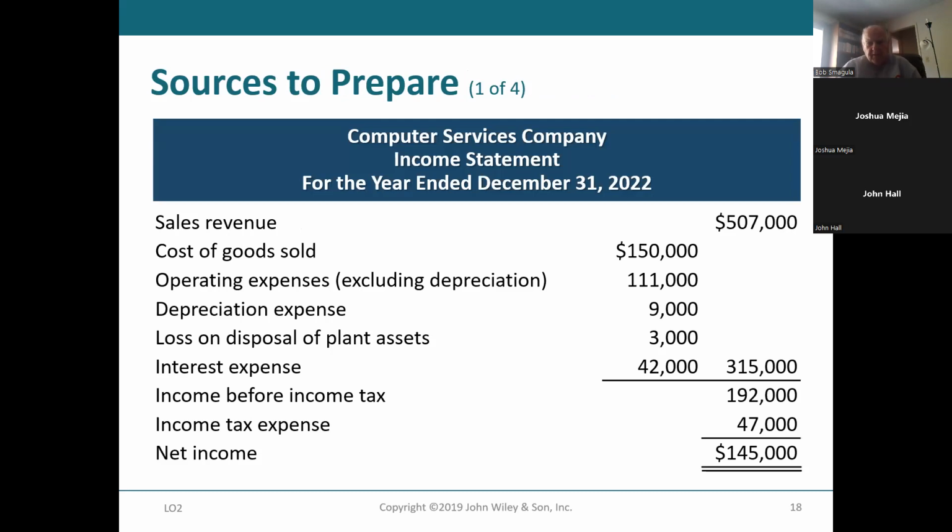Sources to prepare. Look at this. We have an income statement for a computer services company. And note that net income is $145,000. That $145,000 is the result of accrual accounting, the only kind we teach. We kind of have to turn that back now into a cash basis.